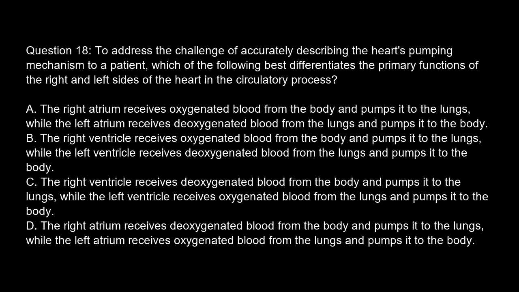Option C. The right ventricle receives deoxygenated blood from the body and pumps it to the lungs, while the left ventricle receives oxygenated blood from the lungs and pumps it to the body. Option D. The right atrium receives deoxygenated blood from the body and pumps it to the lungs, while the left atrium receives oxygenated blood from the lungs and pumps it to the body.